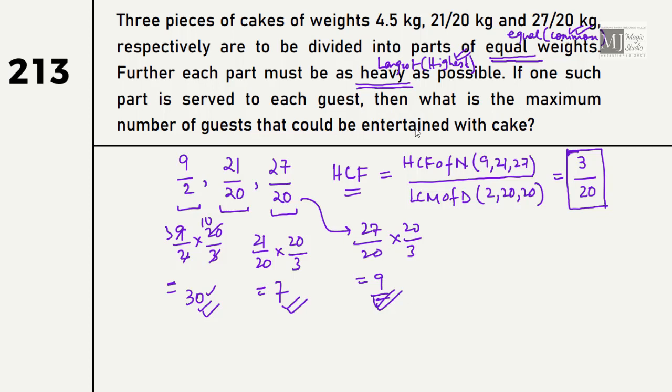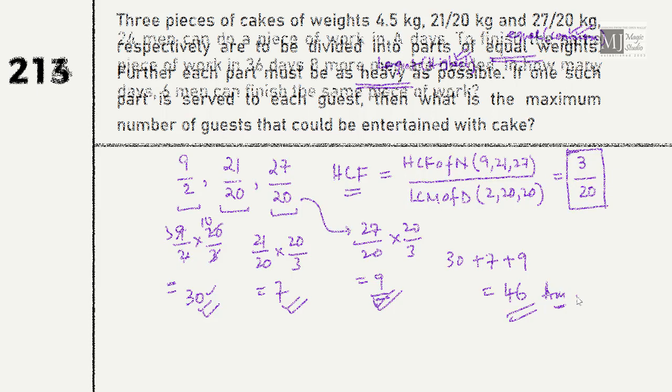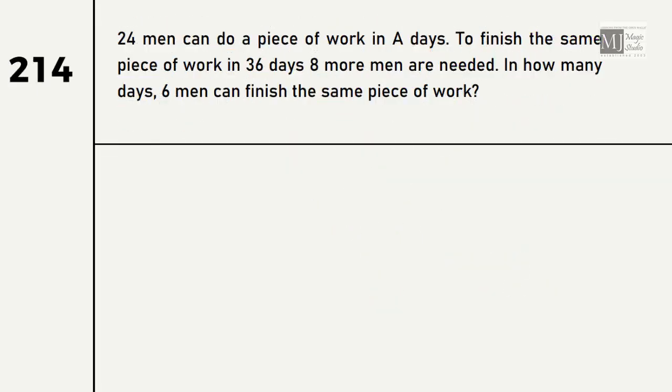Now what is the maximum number of guests that could be entertained with cake? 30 plus 7 plus 9, 46. It's just a simple read, and they have just twisted an information in 2 lines. And once you go through it, you'll find that it is just a simple read.